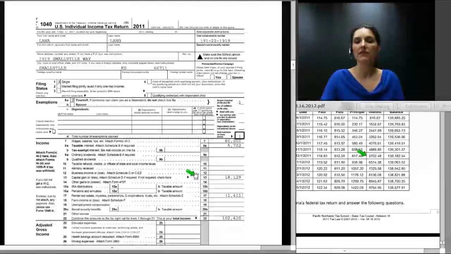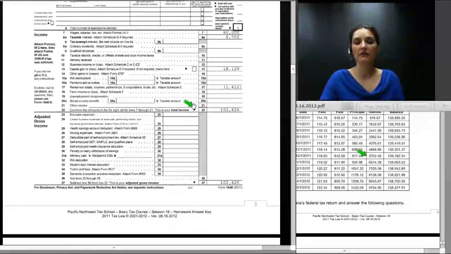Line 13 is showing the capital gain that is being taxed for the year or is being included in income for the year. And clearly, to get this number, we have to do the 6252 and the 4797. So I'll show you that in just a second. But when you're all done, $18,129 is the correct entry for line 13. Line 17 is showing that loss of $1,411, and that gives Lana a total income of $102,420.